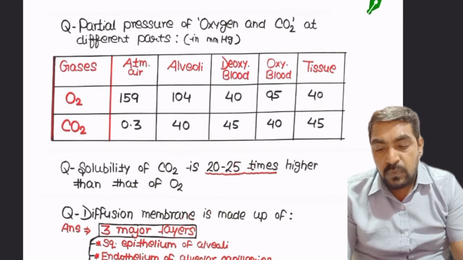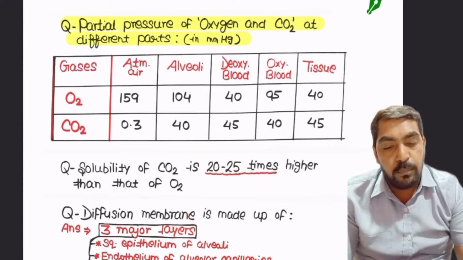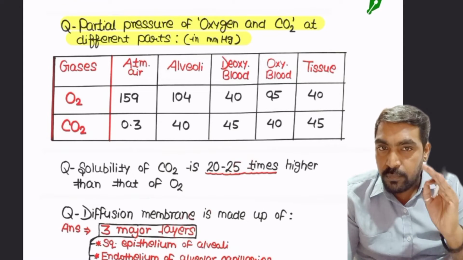Let's understand the partial pressure of oxygen and carbon dioxide in different parts. Remember students, partial pressure is always measured in terms of mmHg.